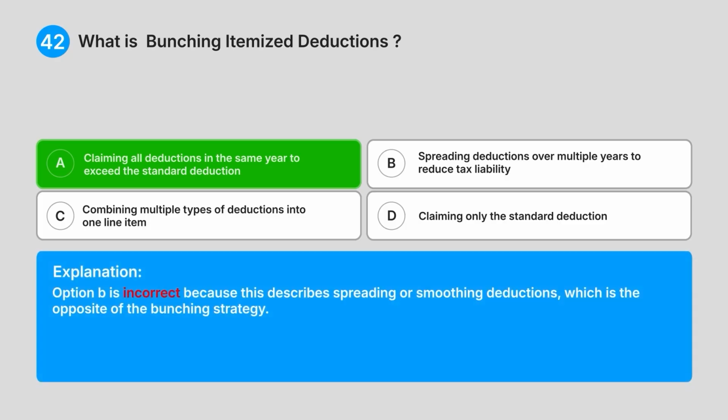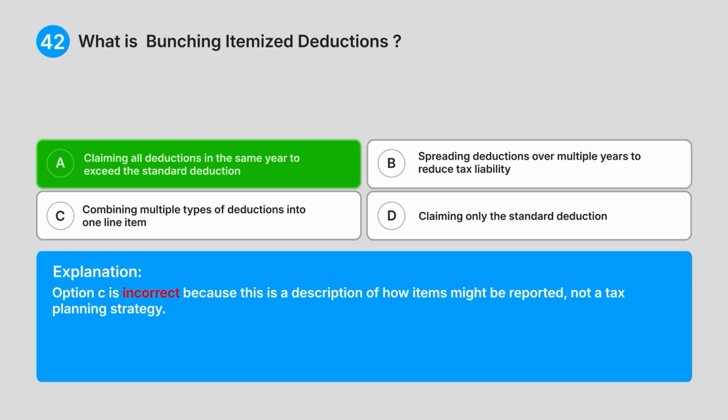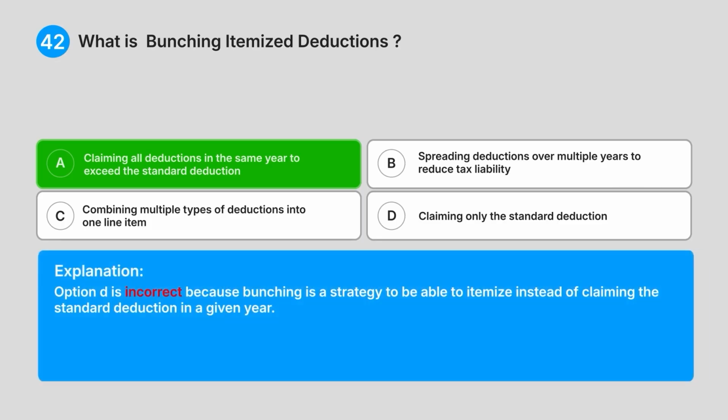Option B is incorrect because this describes spreading or smoothing deductions, which is the opposite of the bunching strategy. Option C is incorrect because this is a description of how items might be reported, not a tax planning strategy. Option D is incorrect because bunching is a strategy to be able to itemise instead of claiming the standard deduction in a given year.